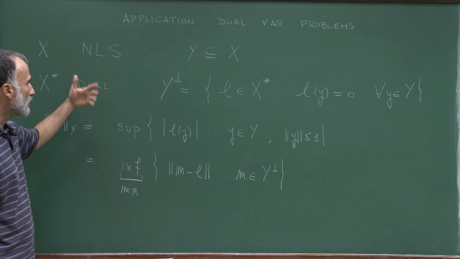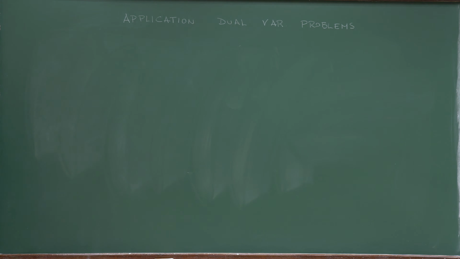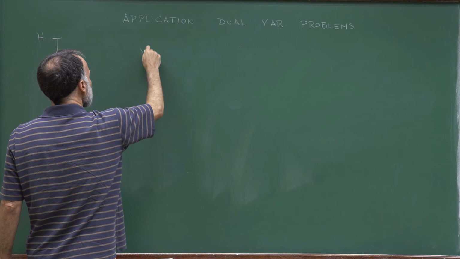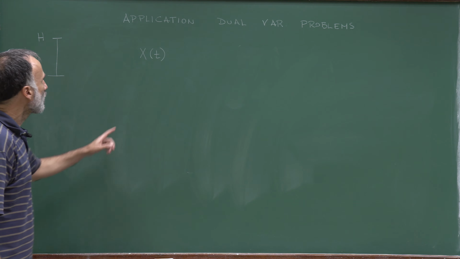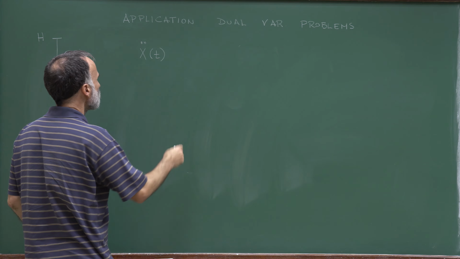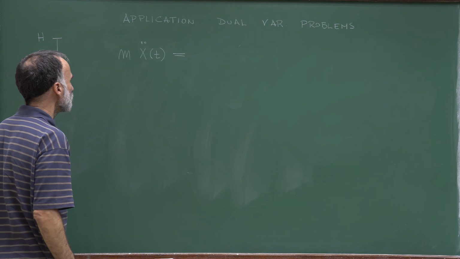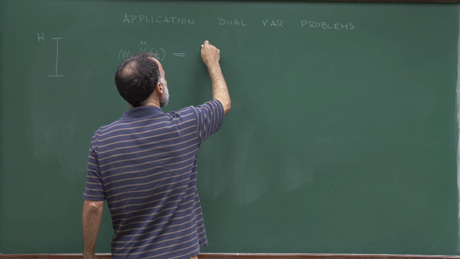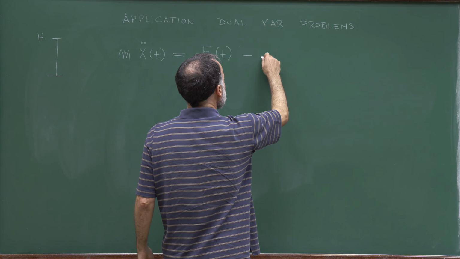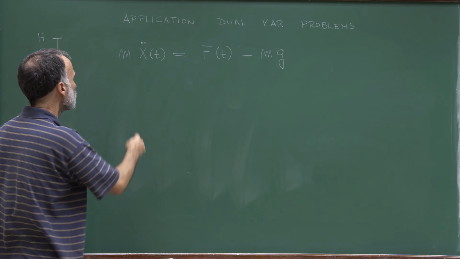And I want to give you an example, a problem in which we will use this identity in order to solve it. So here is my problem. We want to send a rocket to a height equal to h. So x(t) will represent the position at time t of the rocket. So x double dot will represent the second derivative of x(t). If you multiply that by the mass of the rocket, by Newton's law, it's equal to the force, which I will represent by F(t), that you apply to the rocket, minus the gravity force, which is m times g. So this is the equation satisfied by the position of the rocket.